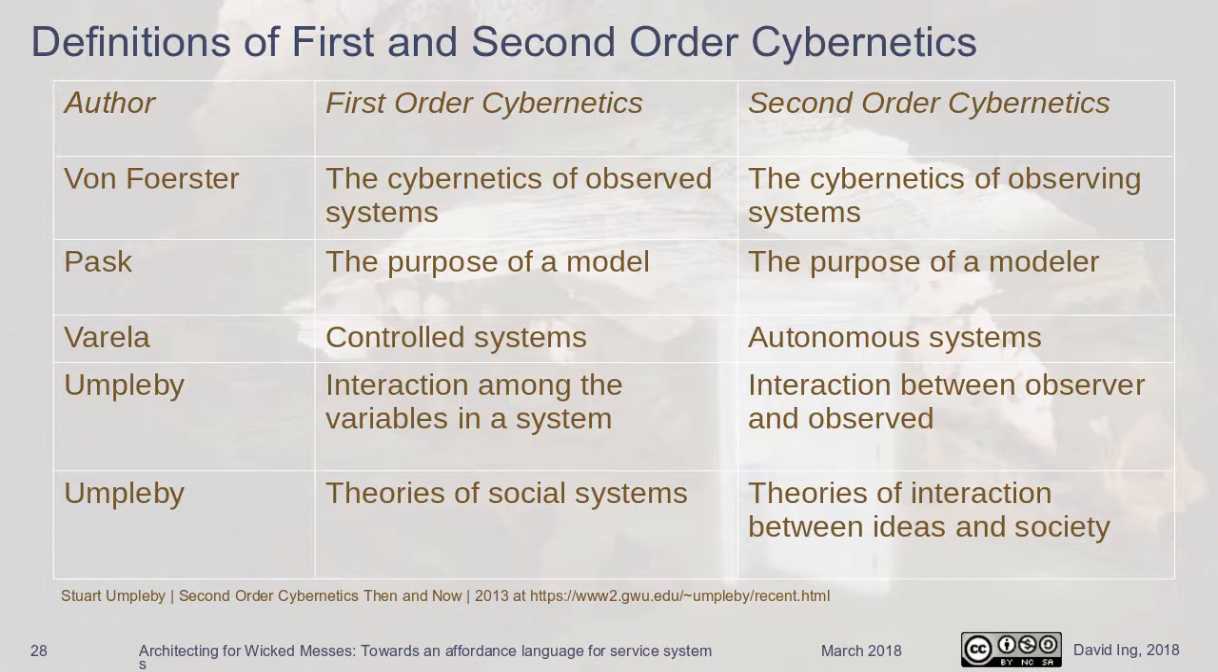Gordon Pask, with communications theory, talked about the purpose of the model as well as the purpose of the modeler. Varela, who worked in biology and cognition, talked about controlled systems versus autonomous systems. Umpleby talks about interaction among the variables in a system as opposed to between the observer and the observed, so being inside and outside. And also, he's recently working on theories of social systems where he's looking at, in effect, can we have a science 2.0 where the scientists are inside the system as opposed to being outside the system. This doesn't mean that first order is bad and second order is good. These are actually different perspectives and different paradigms.